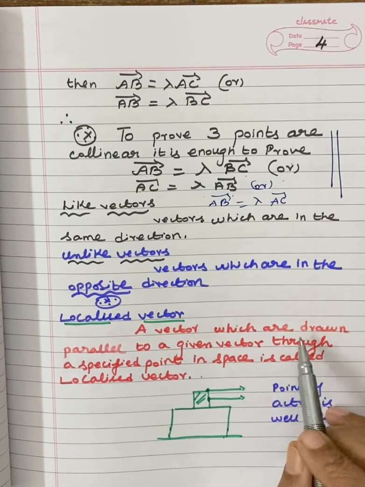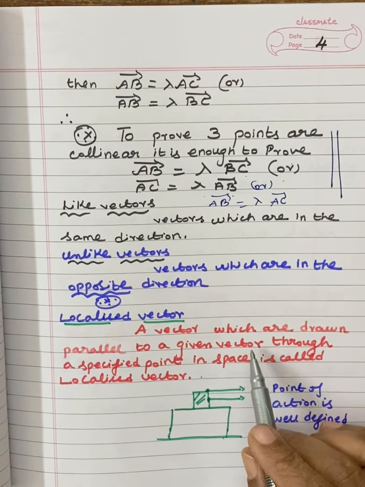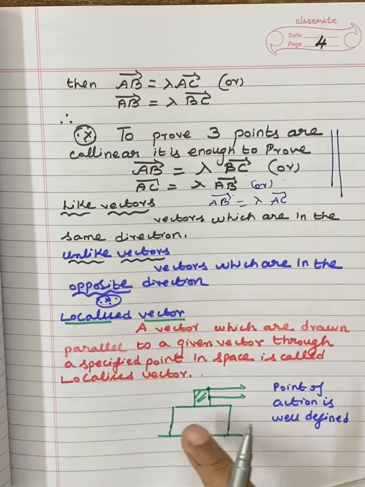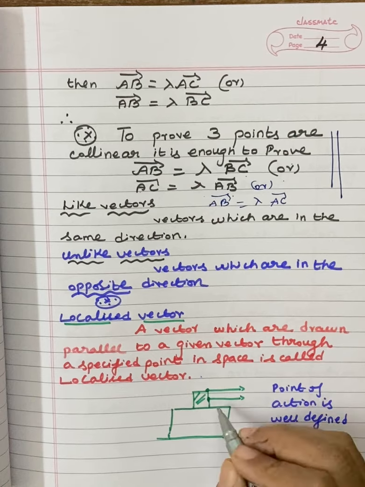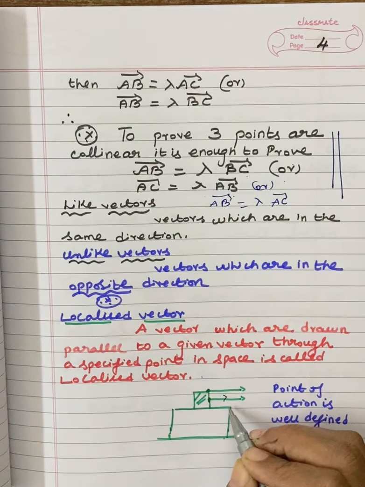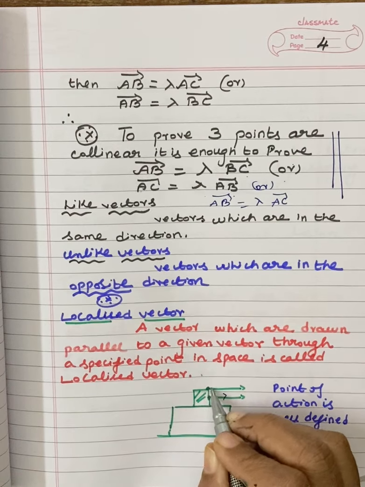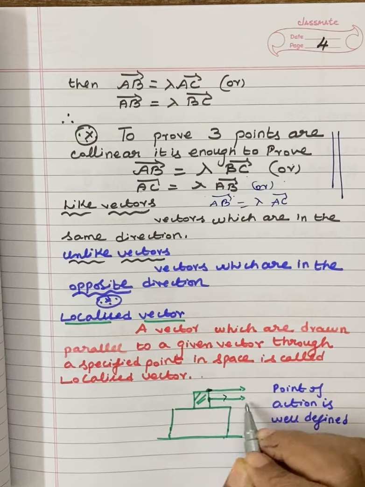A vector drawn parallel to the given vector. A vector is nothing but a directed line segment. Suppose I take a table and keep a small box on the table. This is a vector, a directed line segment. Parallel to this, at another specified point, I have drawn a parallel line to this vector.